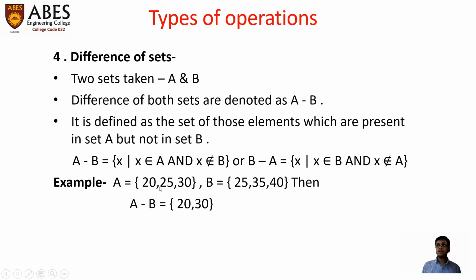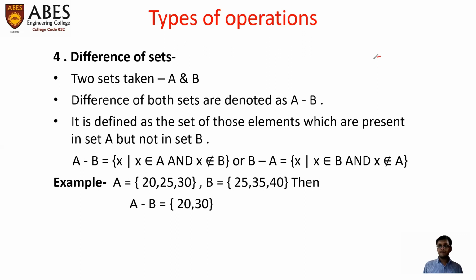Common elements means it can also be present in set B. But the condition is saying that it should be present in set A but not B. So the common element will be ignored or skipped. Whatever the common elements are, they should not be written inside the A minus B operation. So only two elements are there: 20 comma 30.